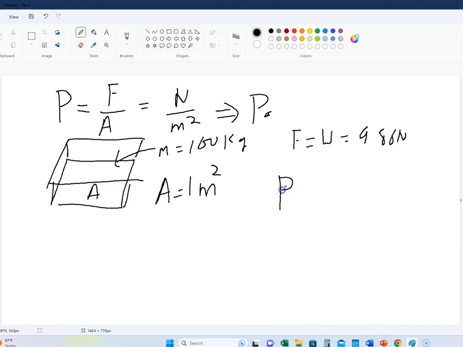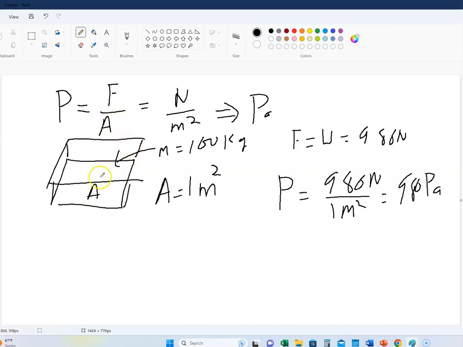And the pressure is going to equal 980 newtons divided by 1 meter squared, which of course would be 980, and they're called pascals. So a pascal is a newton per meter squared. All right, so now let's observe this. So pressure depends on the force, right? So the force in this case is just the weight of the object divided by the area.